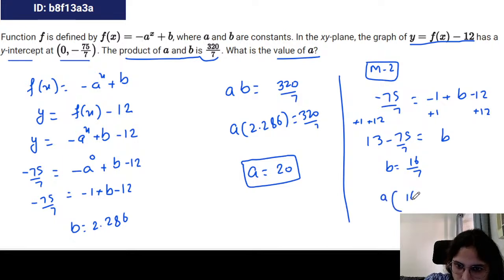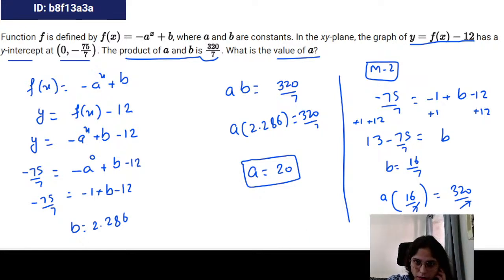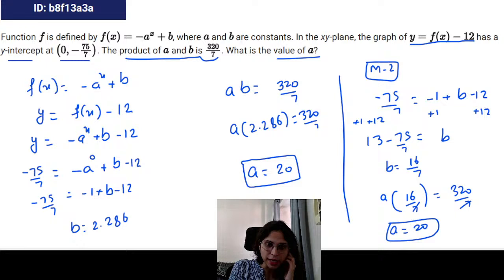And now 8 times 16 over 7 is going to be 320 over 7. The 7s cancel, 16 times 2 is 32. So the value of a is going to be 20. Got it? So it's not 19.988, because your b value is not 2.286, it's actually 16 over 7. So it's best that you bring everything onto the other side and solve for b, so that you can get your answer in fractions. If you look at the graph, you will not get the exact value, you will get the rounded number. So take care of that.